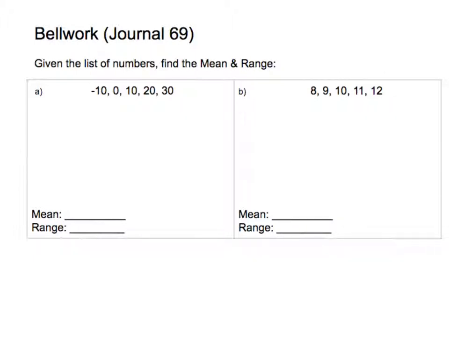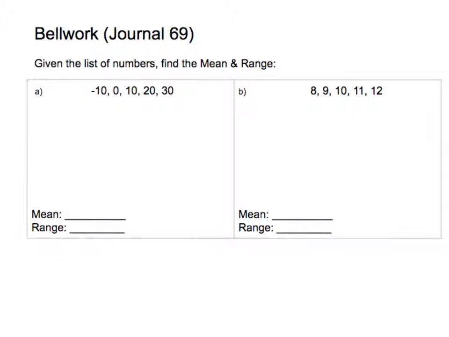So in this bell work here, all I'm asking you to do is, given that list of numbers, there are 2 questions here, you need to find the mean and the range. So I'd pause this video now and try out the problems, and then come see your answer once you are done.